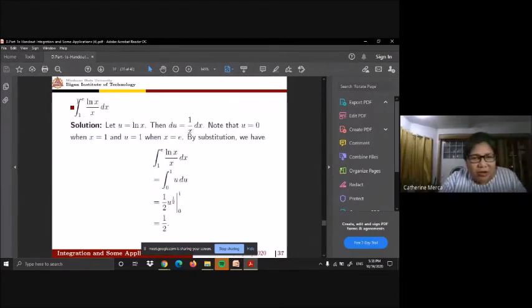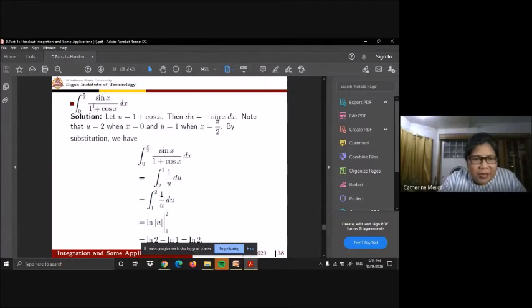How about ln of x over x, from 1 to e? For ln of x, you let u be equal to ln of x. I think I solved a problem like this prior to this, but without the limits of integration 1 to e. So, you have ln of x over x, that will be your u du.